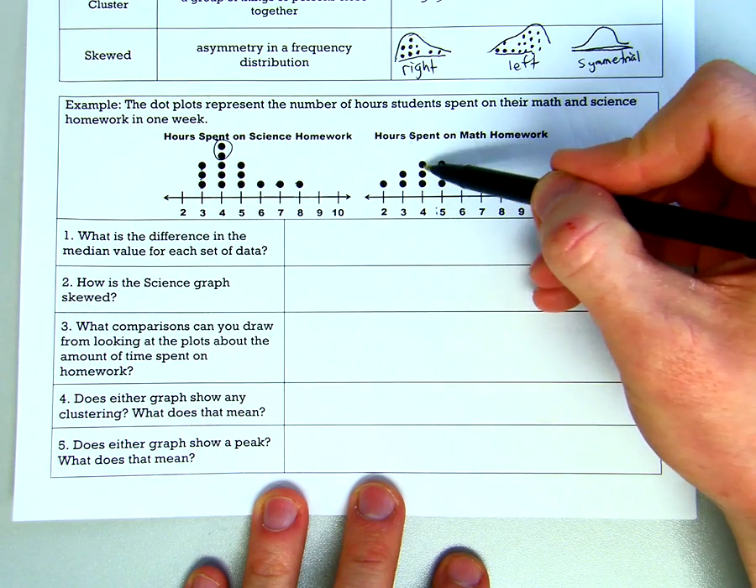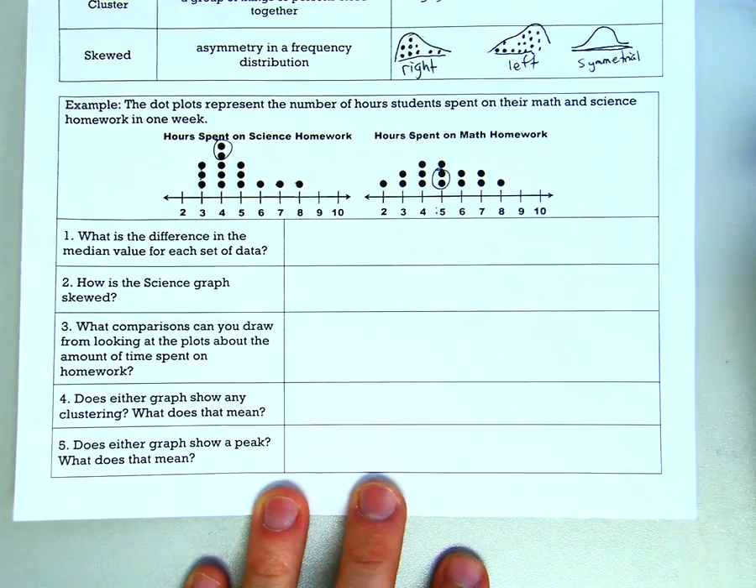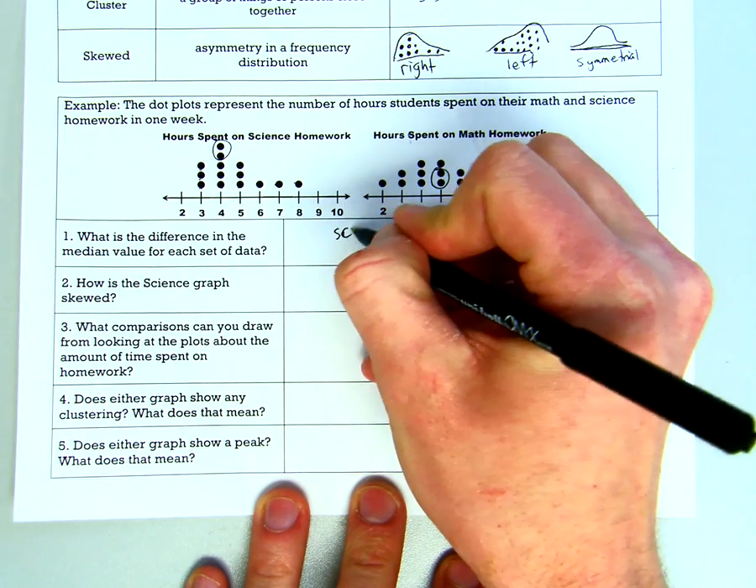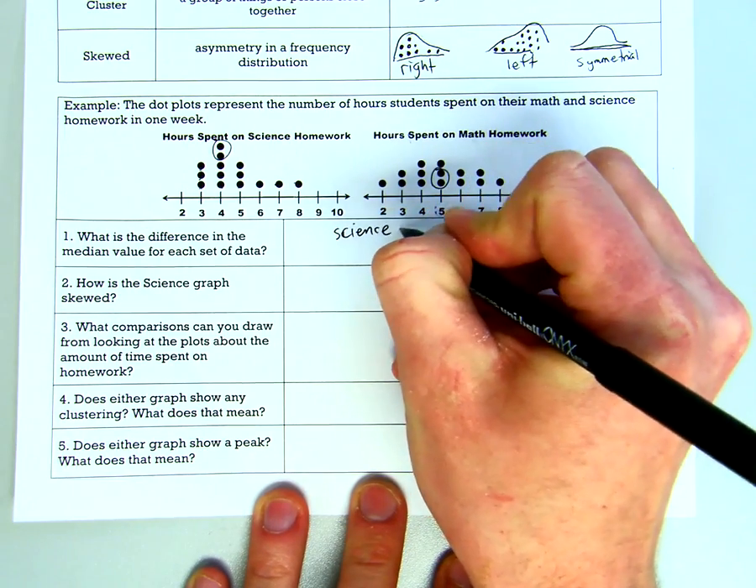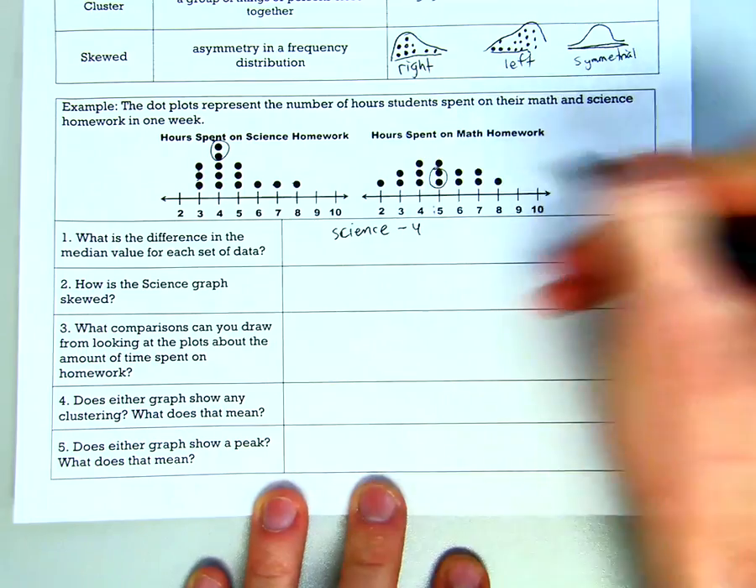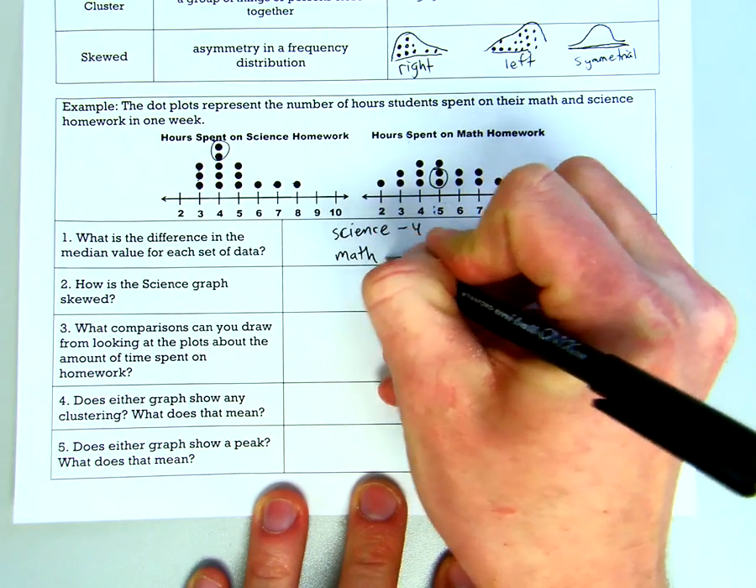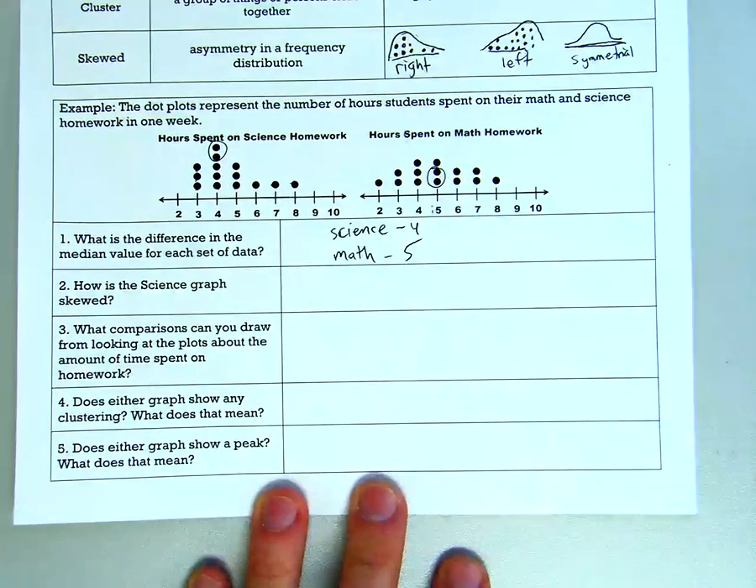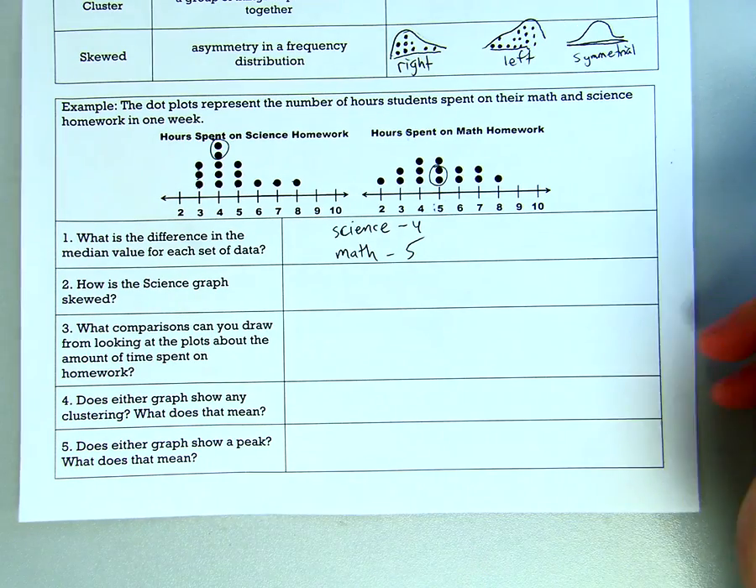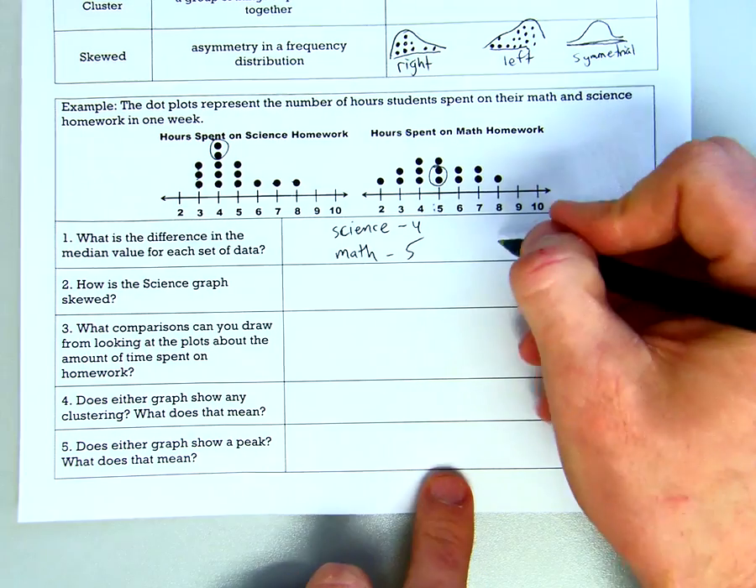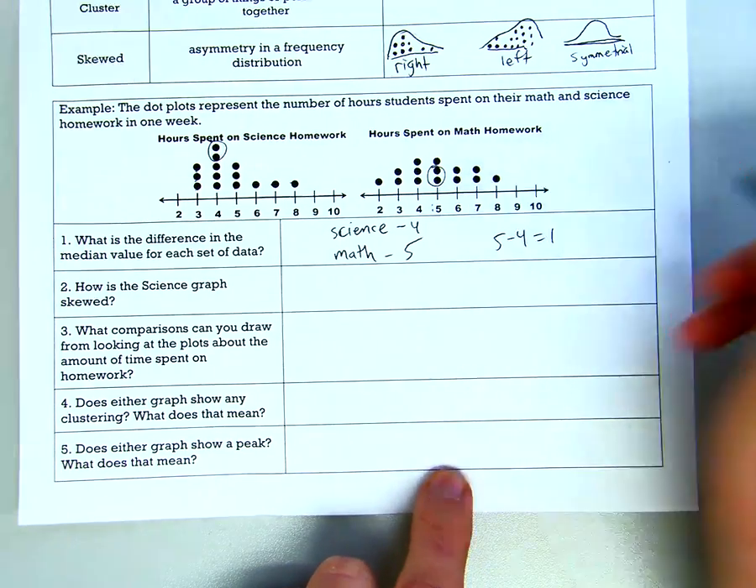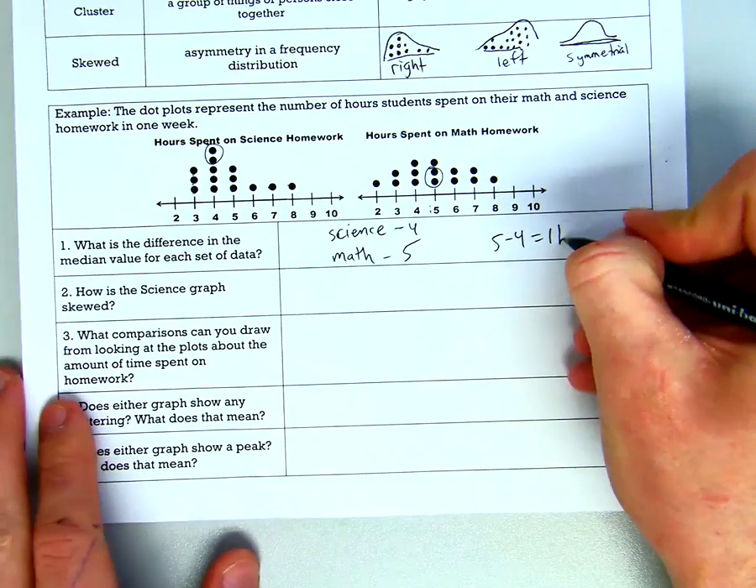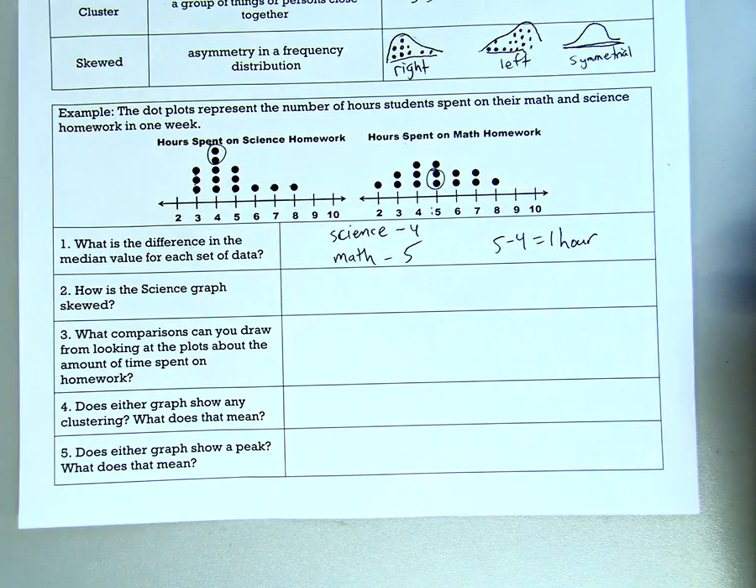And then over here, 1, 2, 3, 4, 5, 6, 7, 8, and it appears right here. So for science, I have a median of 4. For math, I have a median of 5. And it's not asking me what the medians are, it's asking me what the difference is. So the difference of 5 minus 4 is 1. So 1 hour would be my difference.